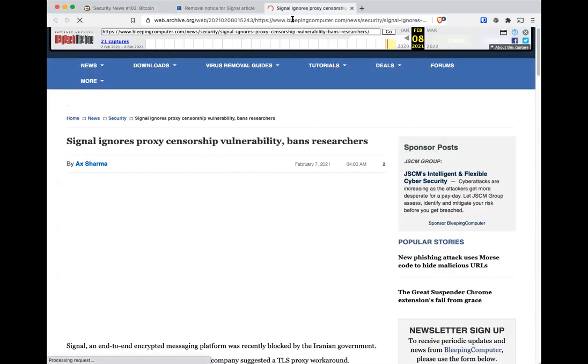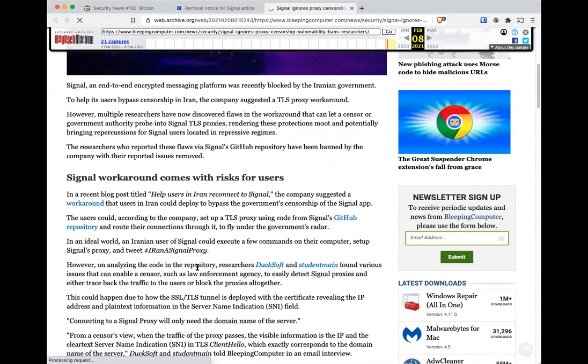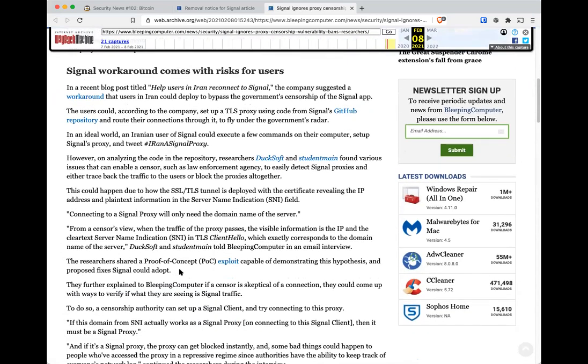So Signal was trying to help people use Signal in Iran. And they found a way by setting up a TLS proxy as a way around the blockage that the Iranian government has put on. But some people found a way that this could get exploited.